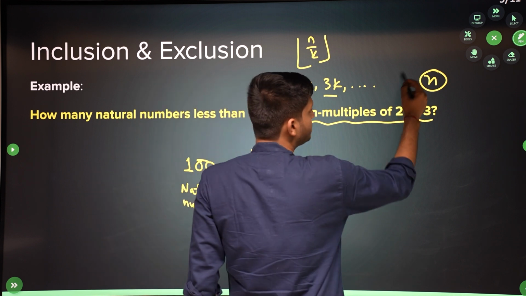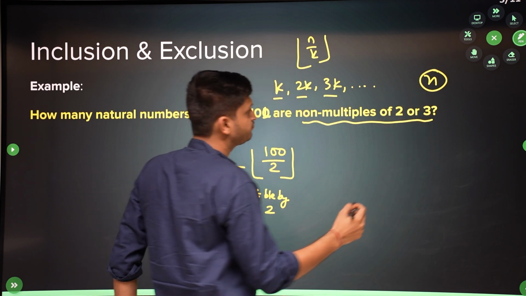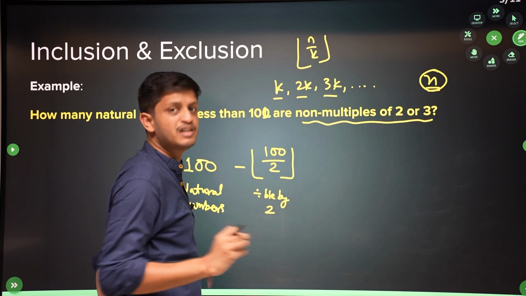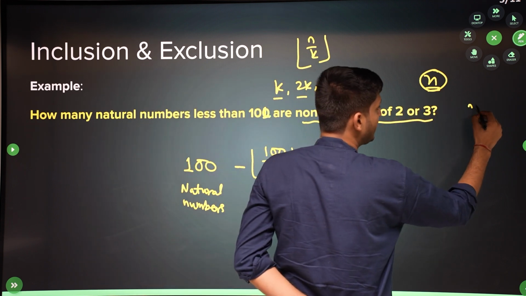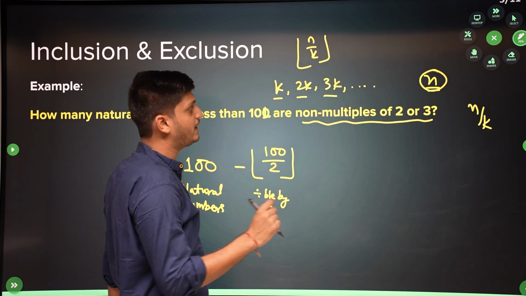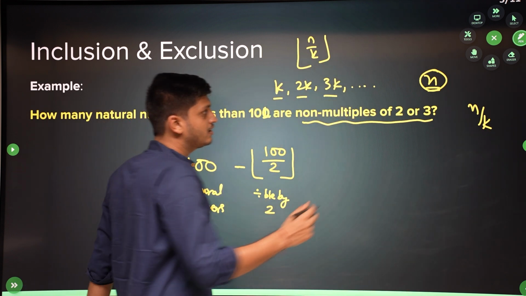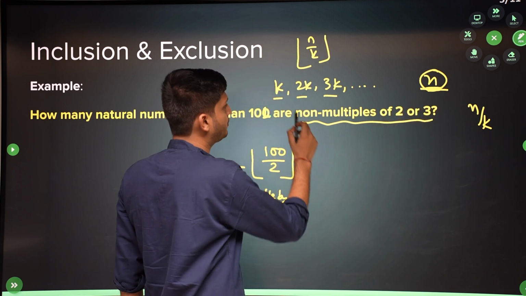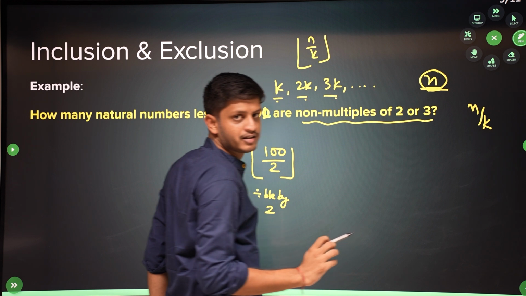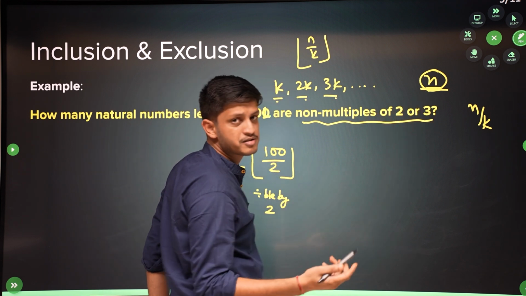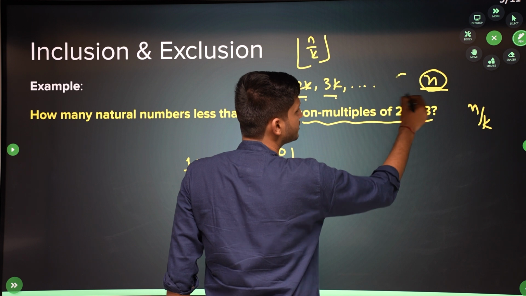So what will be the last number that will be divisible by k? If n is exactly divisible by k, n will be my last number, and the total count of numbers will be 1, 2, 3, up to n by k, right? But it might be possible that n is not exactly divisible by k, and the last number is a slightly smaller number somewhere here.